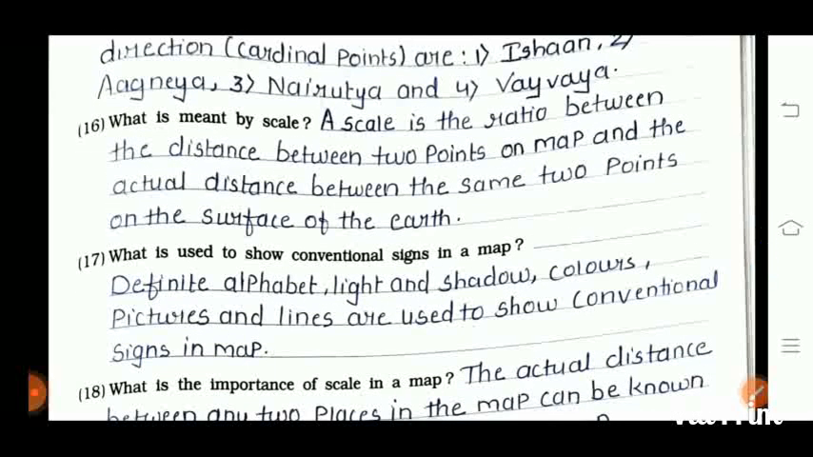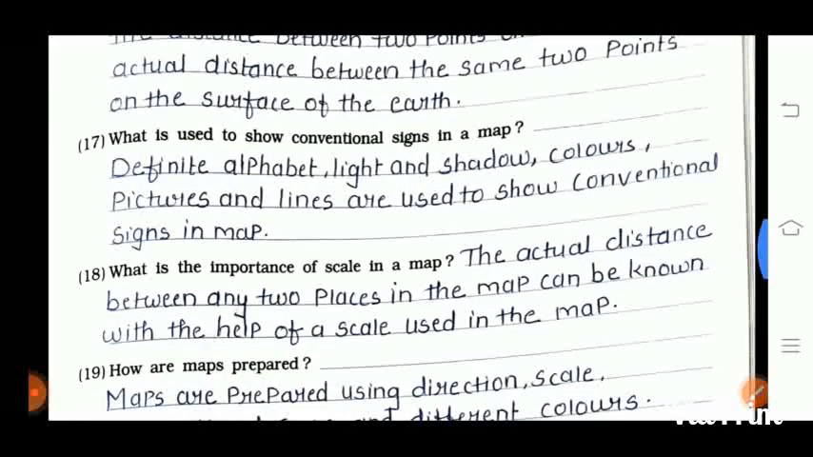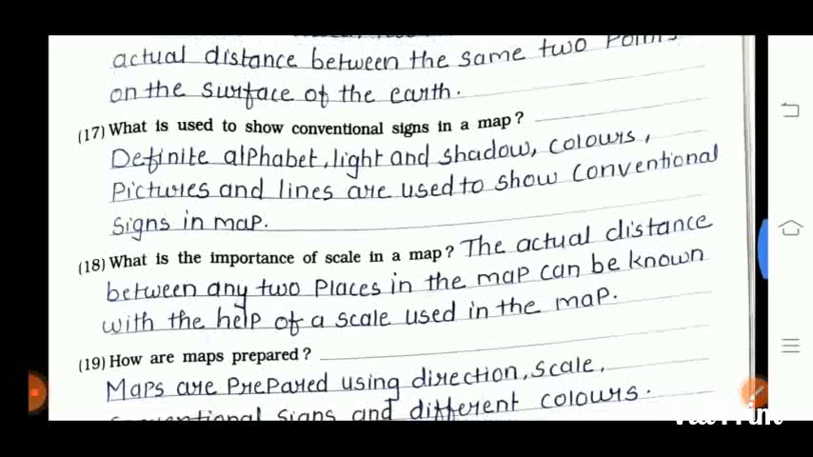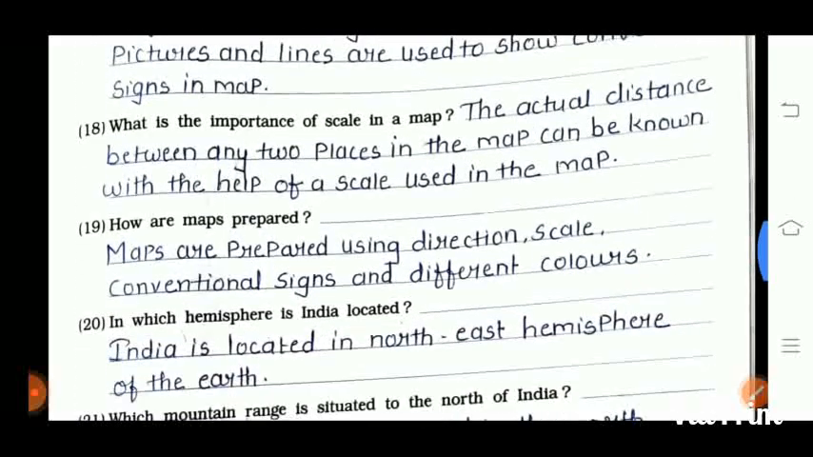What is meant by scale? A scale is a ratio between the distance between 2 points on a map and the actual distance between the same 2 points on the surface of the earth. 17. What is used to show conventional signs in a map? Definite alphabets, lights and shadows, colors, pictures and lines are used to show conventional signs in a map.